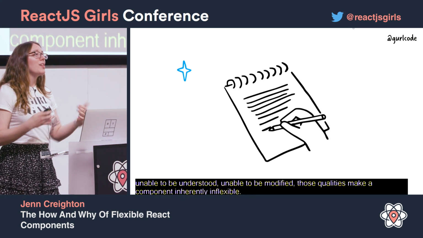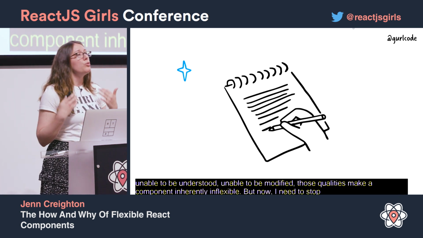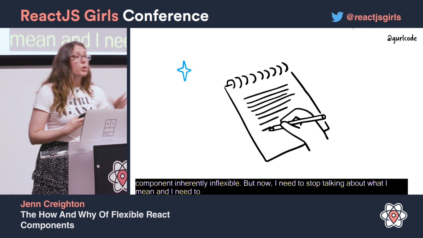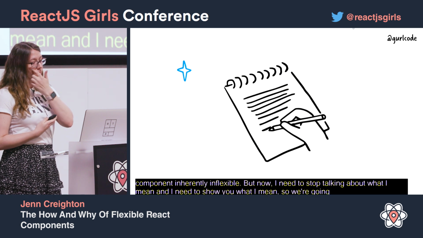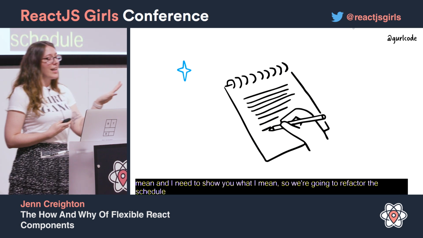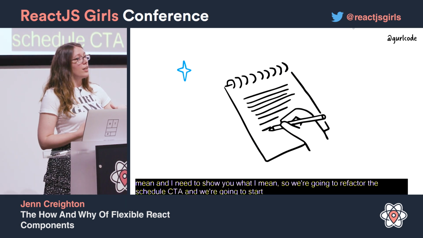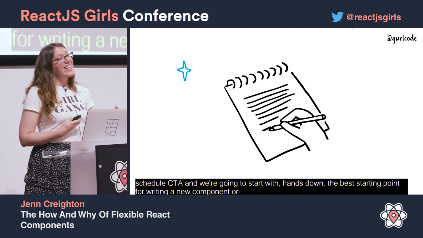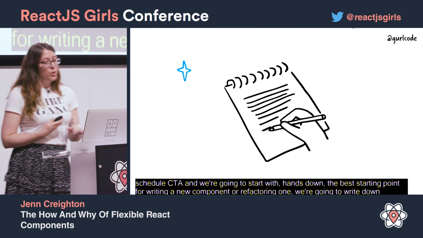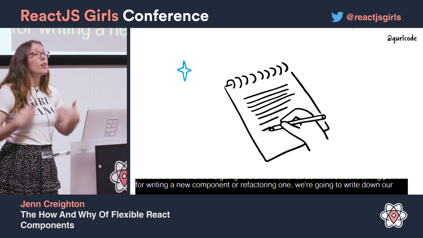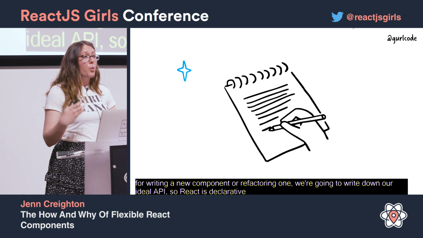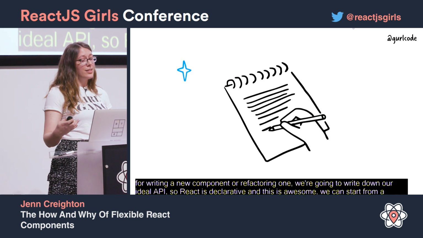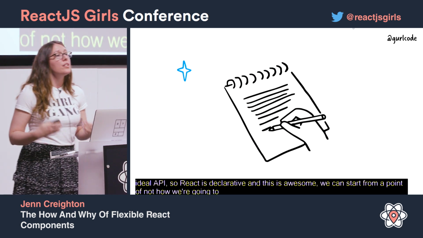But now I need to stop talking about what I mean, and I need to show you what I mean. So we're going to refactor the schedule CTA. And we're going to start with, hands down, the best starting point for writing a new component or refactoring one. We're going to write down our ideal API. So React is declarative, and this is awesome. We can start from a point of not how we're going to create this component, but what we want it to look like.